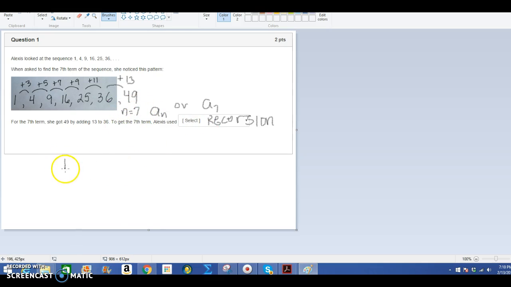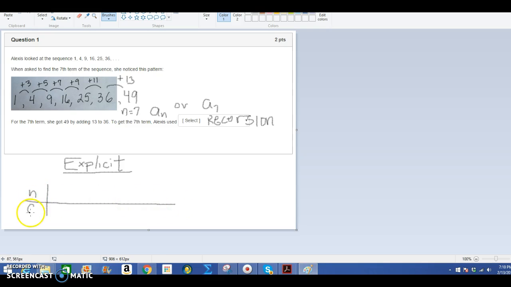Just as an aside, you could also do this explicitly if you knew the pattern. Alexis did not do it explicitly. I am simply talking about explicitly here to try to give some more instruction to help you out on that next exam. If Alexis were going to do this explicitly, she would need to have recognized that the number in the sequence is the square of the term number.